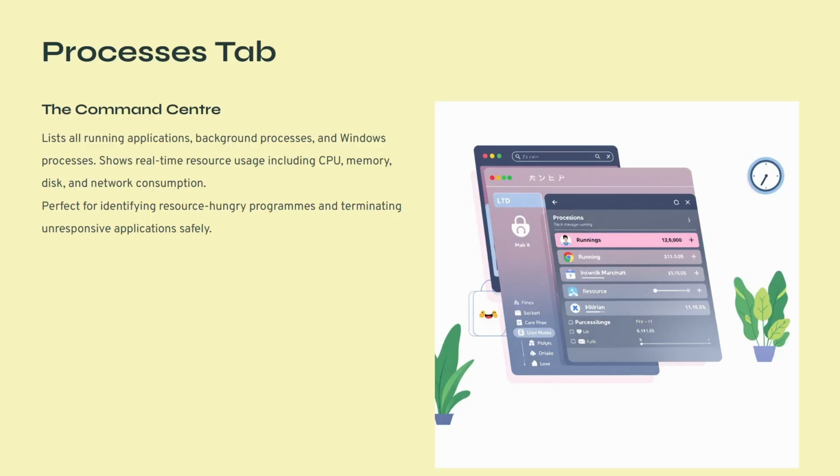The first one is the Processes tab. This lists all running applications, background processes, and Windows processes. It shows real-time resource usage, including CPU, memory, disk, and network consumption. If you want to identify resource-hungry programs or terminate unresponsive ones safely, then this is where you're gonna want to go. Now, let's go ahead and actually take a look at this.